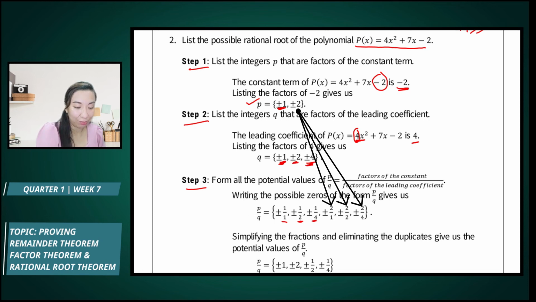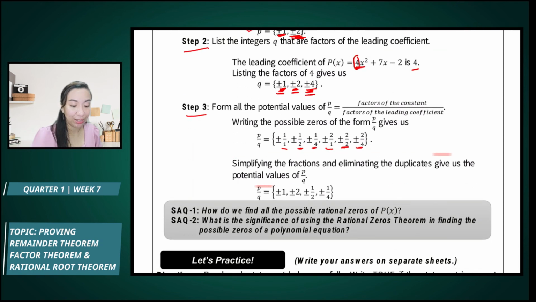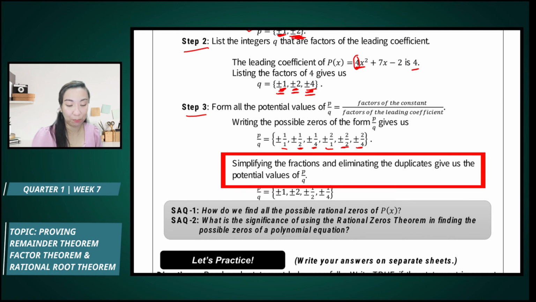Next, we'll proceed if the numerator is positive negative 2 divided by positive negative 1. Followed by positive negative 2 divided by positive negative 2. And then positive negative 2 divided by positive negative 4. So we will simplify first. Simplify the fractions and eliminate the duplicates.